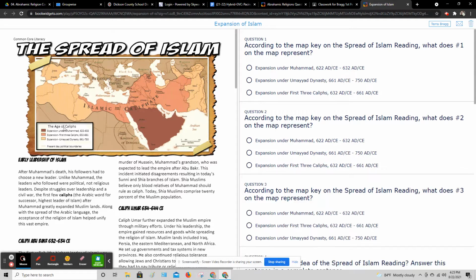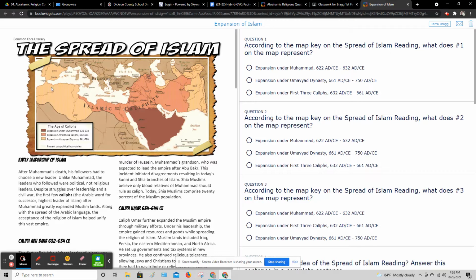We have the map up here. This is the age of caliphs. I think it's supposed to be pronounced caliph, but caliphs works just as well. The expansion under Muhammad is our darkest color. That's from 622 to 632. So he got all of this land in 10 years for his empire and spread of religion. And then the first 3 caliphs, 632 to 661. So that's like 29 years. That's this peach color. So look, they've gotten a lot more land there.